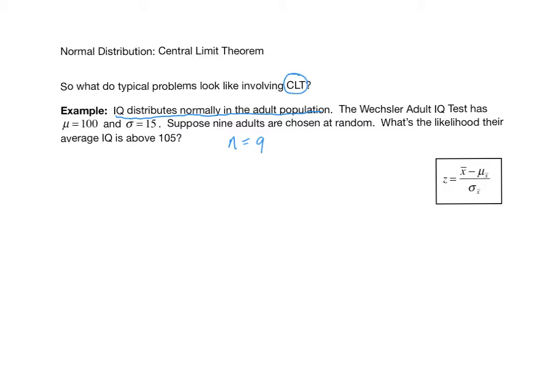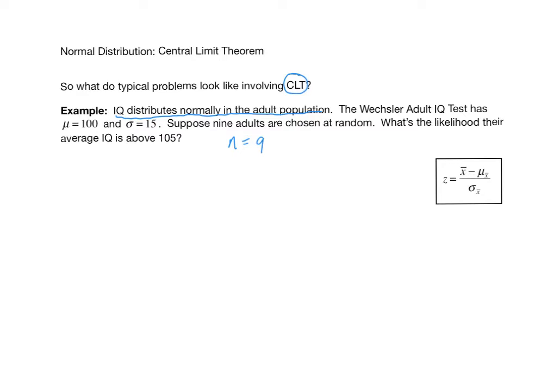And the reason we're interested in the x bars is because this is a question about what's the likelihood the average IQ of those 9 adults is above 105. So what's the likelihood that x bar is above 105 for those 9 adults? Now the computation goes essentially the same as it did in previous sections. However, we just have the adjusted variables. Specifically, mu sub x bar is mu, and sigma sub x bar is sigma divided by root n.